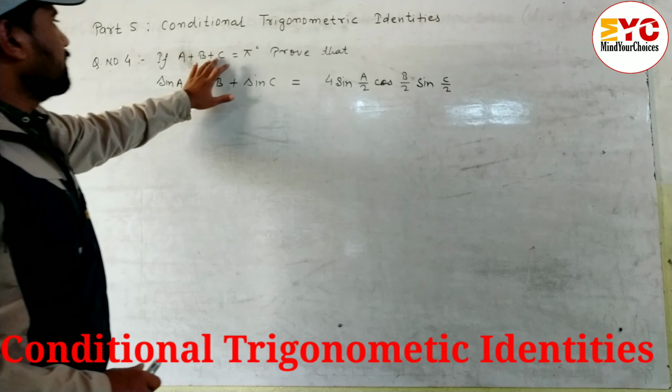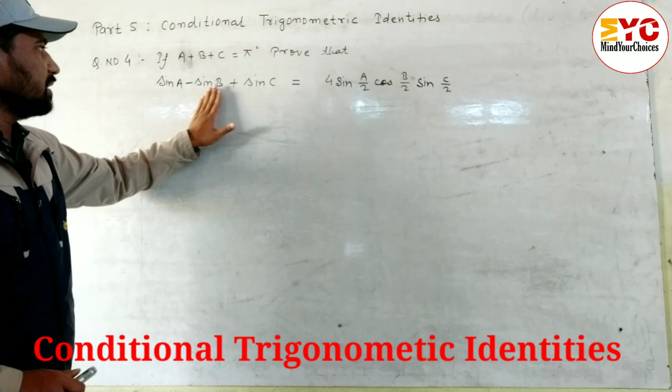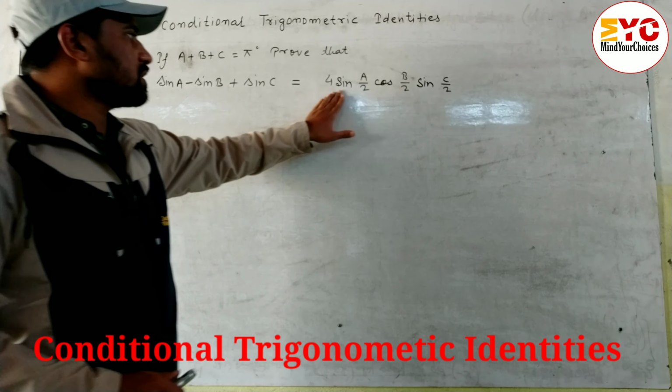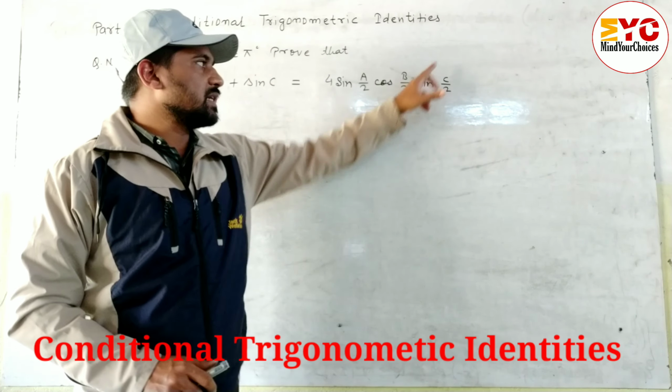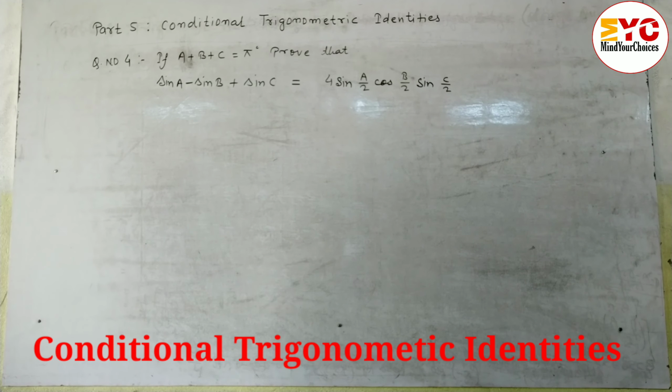If a plus b plus c is equal to pi, prove that sin a minus sin b plus sin c is equal to 4 sin a by 2 cos b by 2 sin c by 2. So first of all, the condition is given there, a plus b plus c is equal to pi, and we have to show 4 sin a by 2 cos b by 2 sin c by 2.